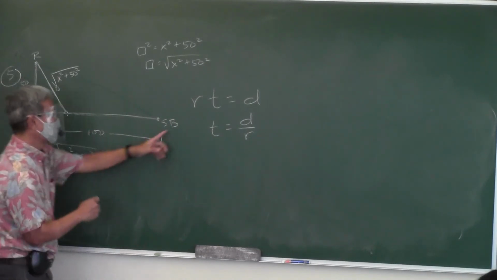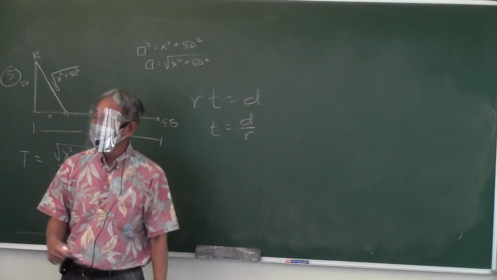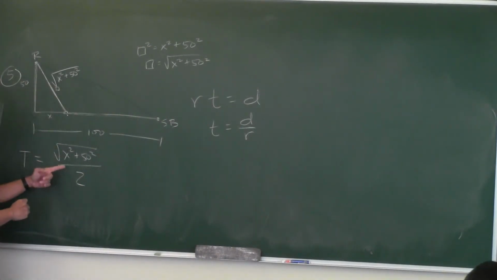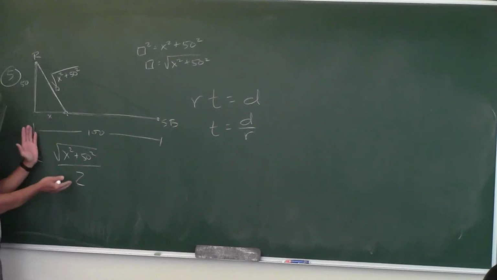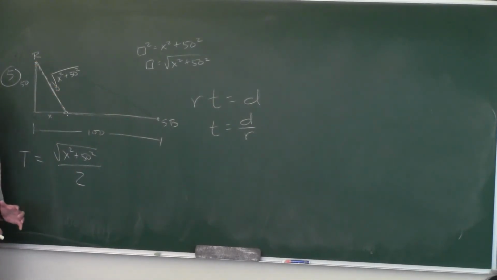And then you divide that by the rate. What is the rate that the lifeguard can swim at? 2 meters per second. So 2. Distance over rate is time. So this is the time that the lifeguard spends swimming.